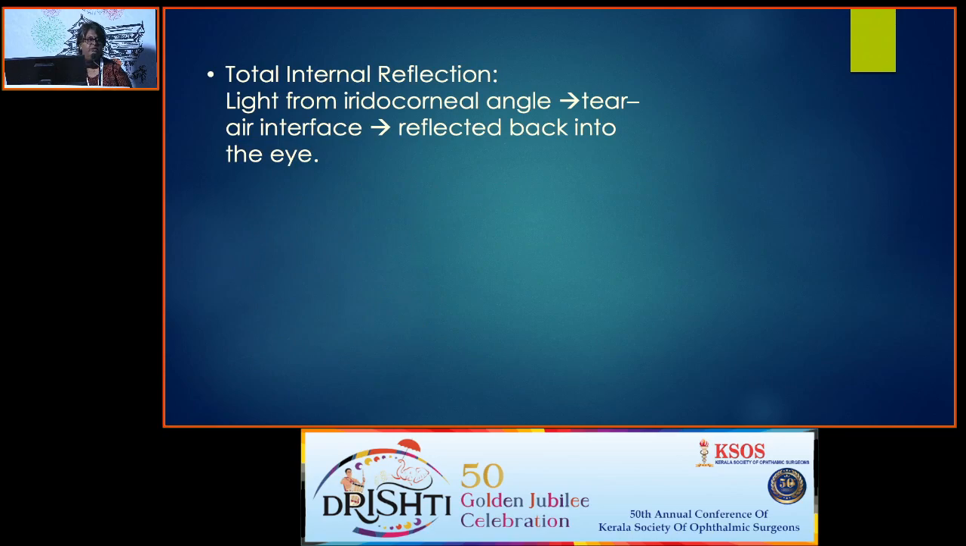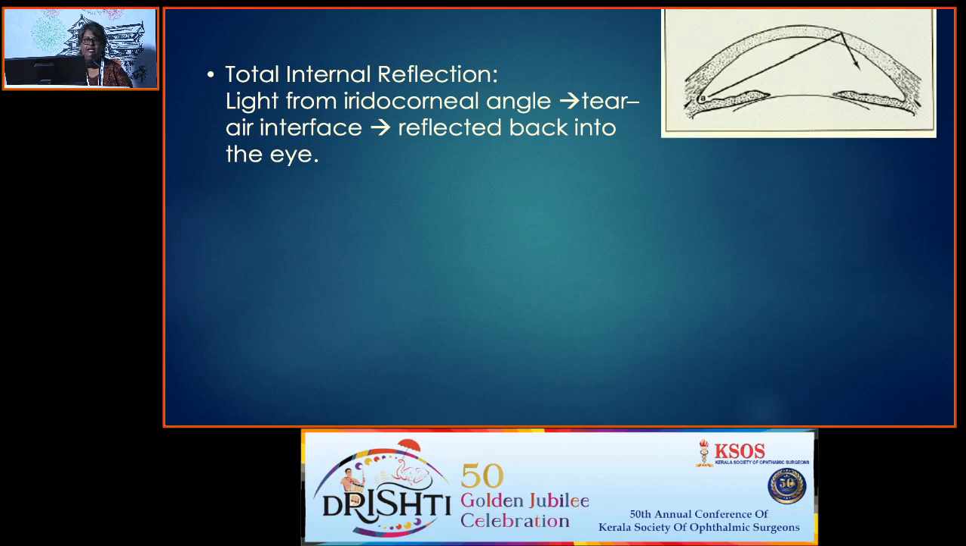Why are we not able to see the angle without the help of a gonioscope? That is because of total internal reflection. The light coming from the angle reflects from the tear-air interface and goes back into the eye, and that is why we need a contact lens for viewing the angle.